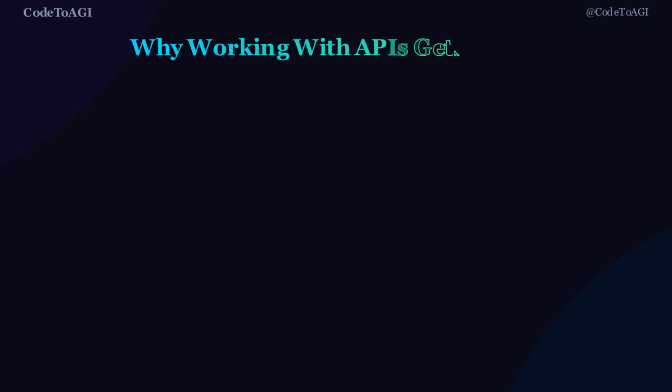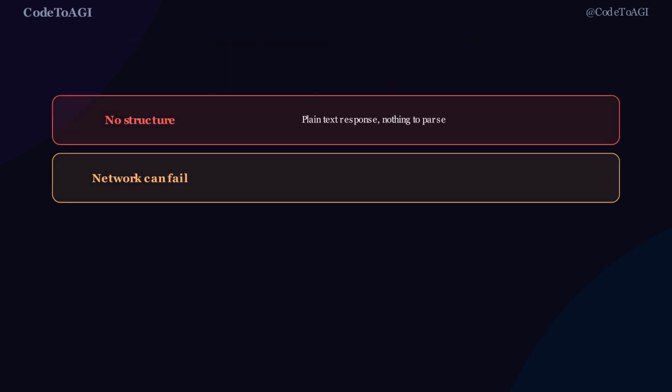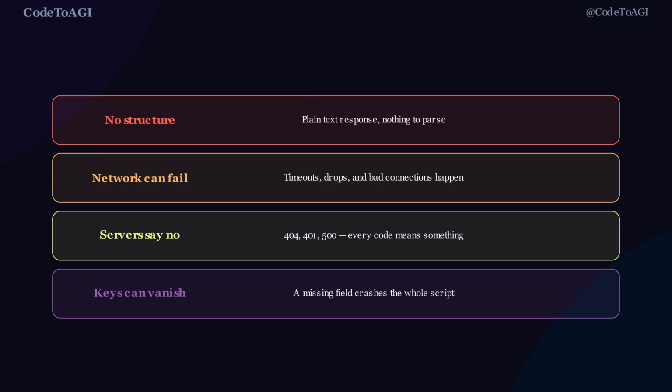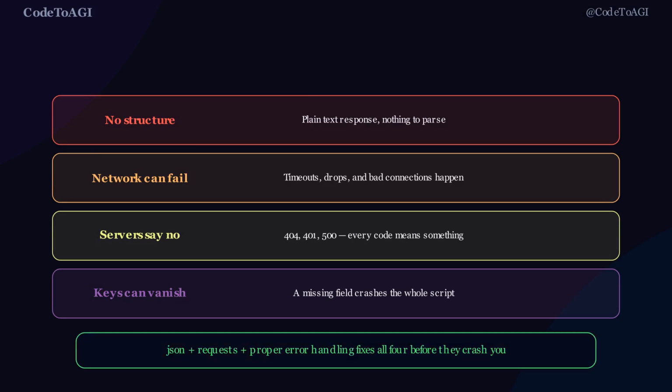Let's go. Working with APIs trips people up for 4 reasons. First, the server sends plain text, not Python objects. You have to convert it yourself or it's useless. Second, the network can fail at any moment. Timeouts, drops, slow connections, all real. Third, the server might say no. 404, 401, 500, each means something different. Fourth, a field you expect might just not be there. One missing key and your whole script crashes. JSON plus requests plus error handling fixes all 4.